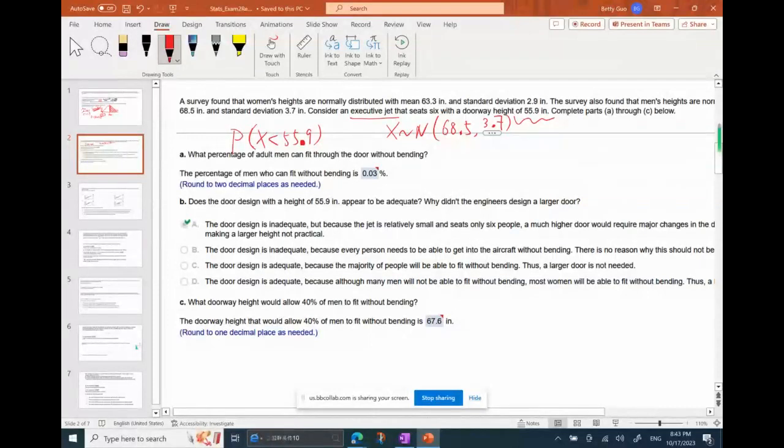So go to second verse, normal CDF. Lower bound, negative infinity, so negative double E 99. Upper bound 55.9. Mu is 68.5. Sigma is 3.7. Paste. Okay, I need to probably mention this.